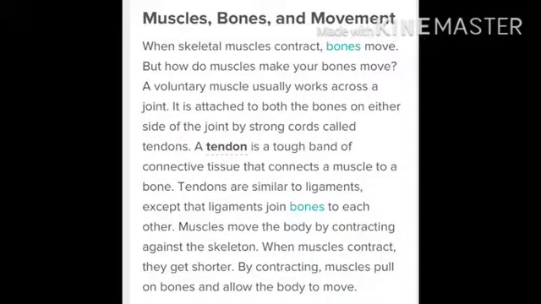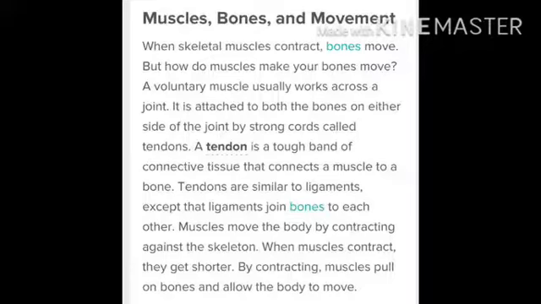Now muscles, bone and movement. When skeletal muscle contracts, bone moves. But how do muscles make your bones move? Voluntary muscles usually work across a joint. It is attached to the bones on either side of the joint by strong cords called tendons. A tendon is a tough band of connective tissue that connects muscles to bones. Tendons are similar to ligaments, except that ligaments join bones to each other.